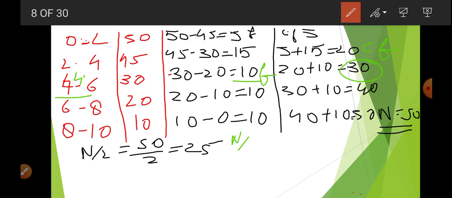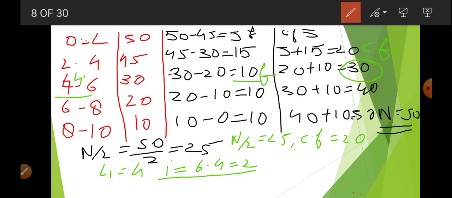n upon 2 is equal to 25. CF is equal to 20. Okay, L1 is equal to 4. I is equal to 6 minus 4, that is 2. Okay, I. And F we had written, no, F is equal to 10. Now we are going to put the values in the equation.